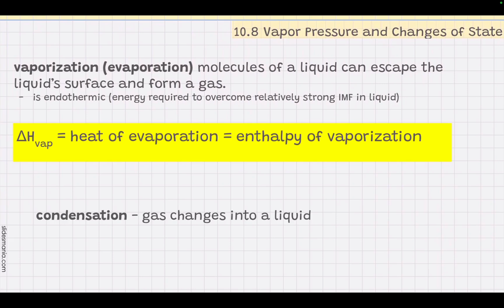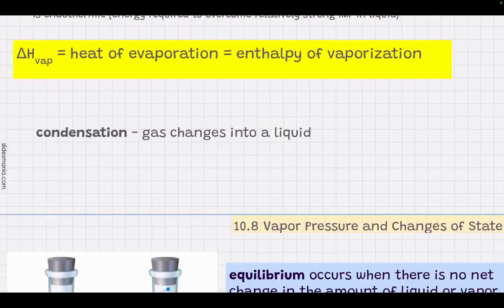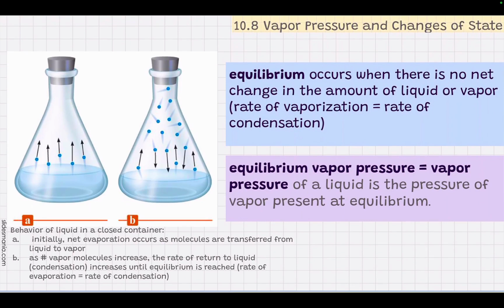If you have a closed container, the molecules that vaporize will eventually start condensing and reach what we call an equilibrium. So an equilibrium is when overall there's no net change. It doesn't mean everything is stopped, but just the number of molecules that are going from the liquid into the gas equals the number that are going from the gas back to the liquid. When you have this gas above the liquid, it exerts pressure, and we call that vapor pressure.